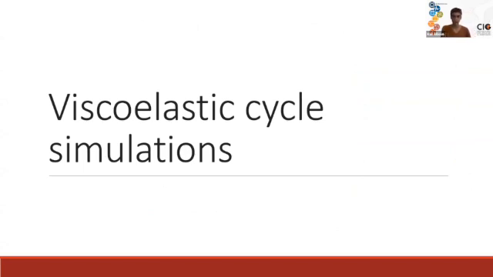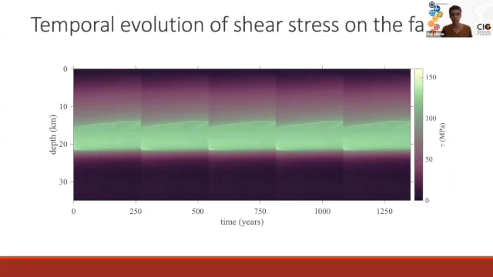So in the results, I'm going to first walk through a simple viscoelastic cycle simulation with only dislocation creep in the off-fault material. This is the plot of the temporal evolution of the shear stress on the fault with the x-axis in years and the depth on the fault in y. The discontinuities that you see are the earthquakes, which take place over about 30 seconds and are thus too brief to be visible in the plot, but their effect on the stress is clearly visible.